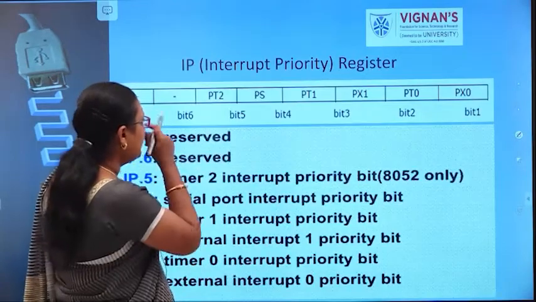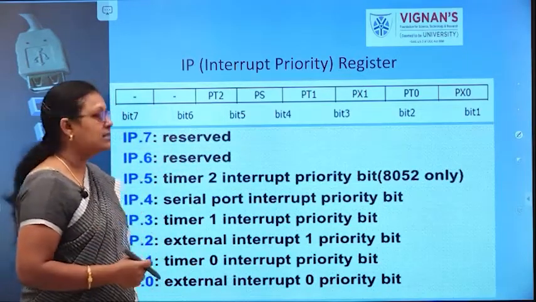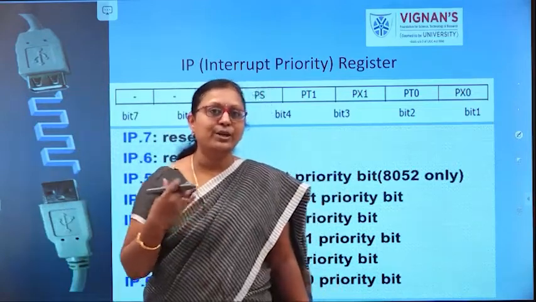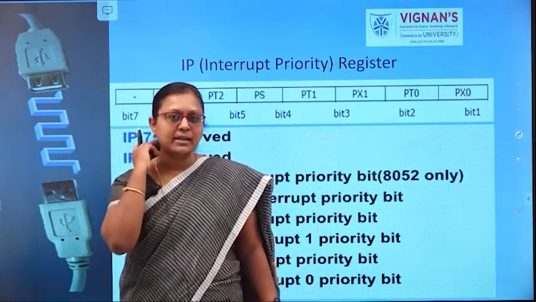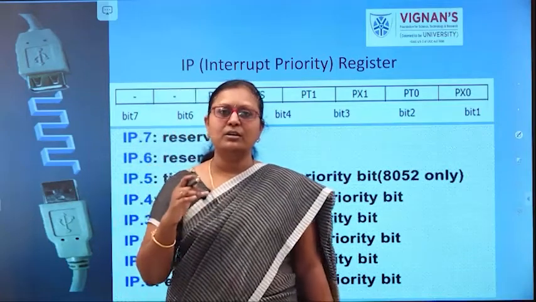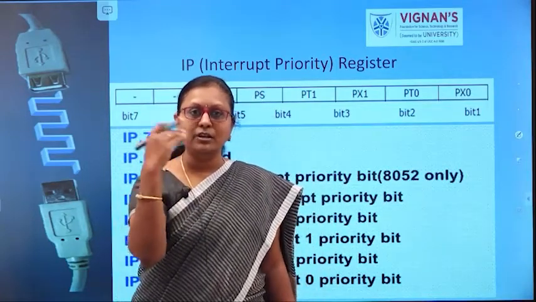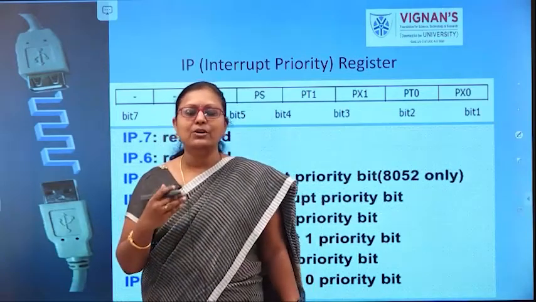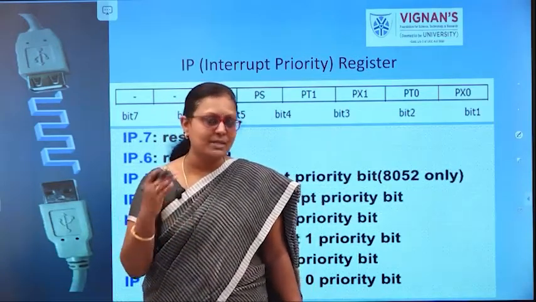Okay, so next coming to the interrupt priority register. Interrupt priority register in the sense, when are we going to activate this register? For example, if you are executing one main program, but you are getting some 2 to 3 programs at a time.